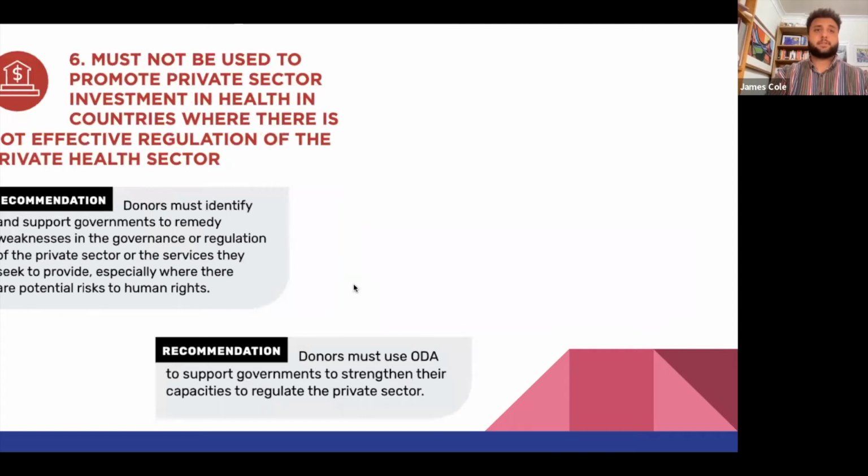So the final principle I'd like to highlight before going into the case study presentations is the need for ODA-funded private sector engagement in global health to not be used to promote private sector investment in health in countries where there is not effective regulation of the private sector. We put this in as we've seen quite a few examples now of how aid has been used to promote this in countries where there hasn't been effective regulation of the private sector.